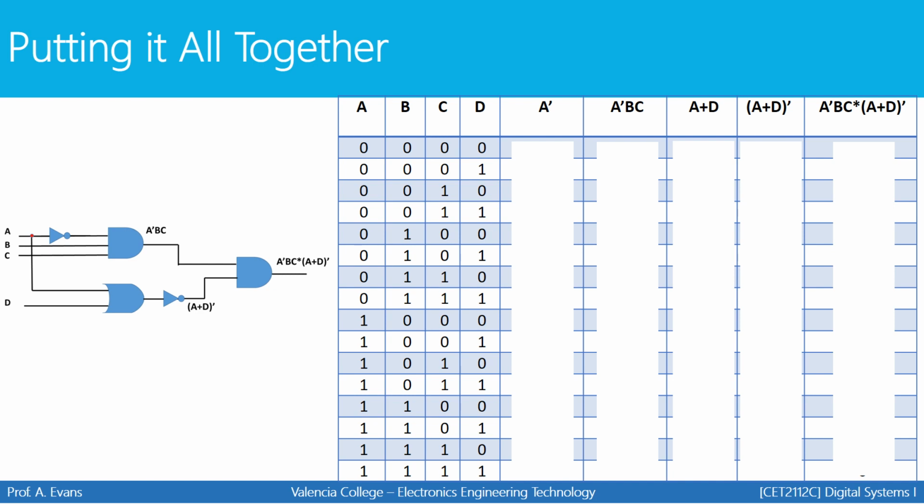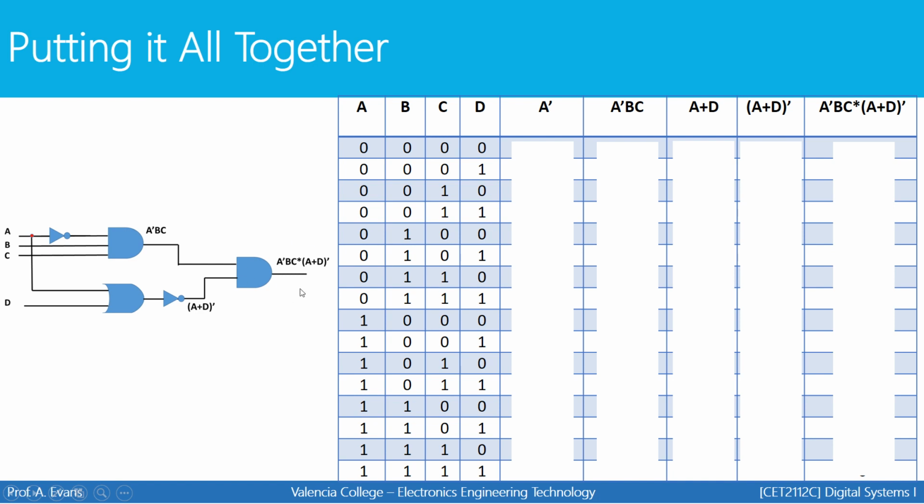Now, if you notice, what I've put up here is one column to represent the output of each individual gate. The first column represents what's coming out of the inverter. The next column represents what's coming out of that AND gate. The next column represents what's coming out of this OR gate. The next column represents what's coming out of the inverter. And then the last column puts it all together for the final output.